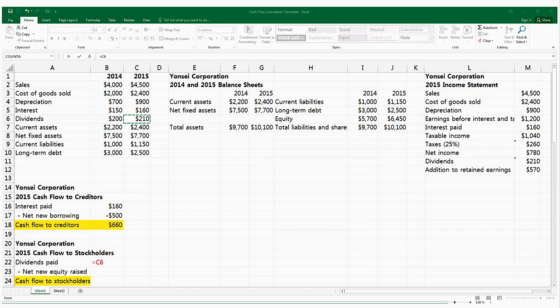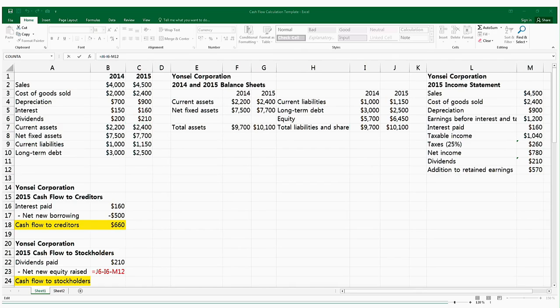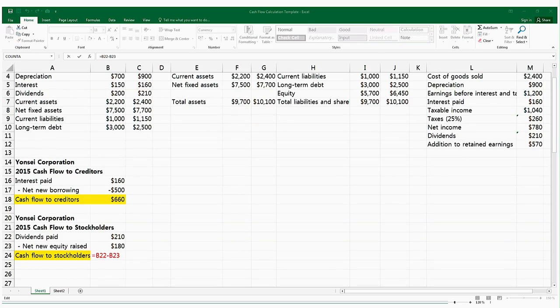Next, cash flow to stockholders is dividends paid minus net new equity raised. Dividends paid is in cell C6. Net new equity raised is equity in 2015 minus equity in 2014 minus addition to retained earnings in 2015. So it is $180. Cash flow to stockholders is then $210 minus $180. It is equal to $30.